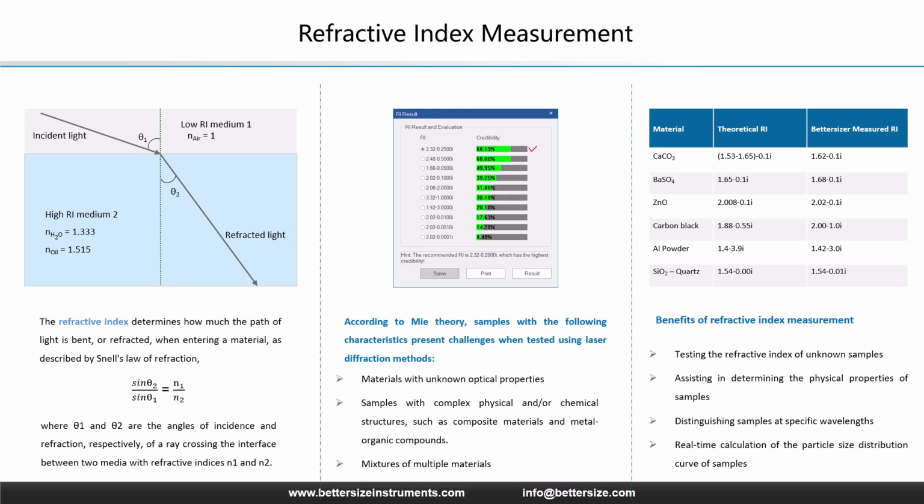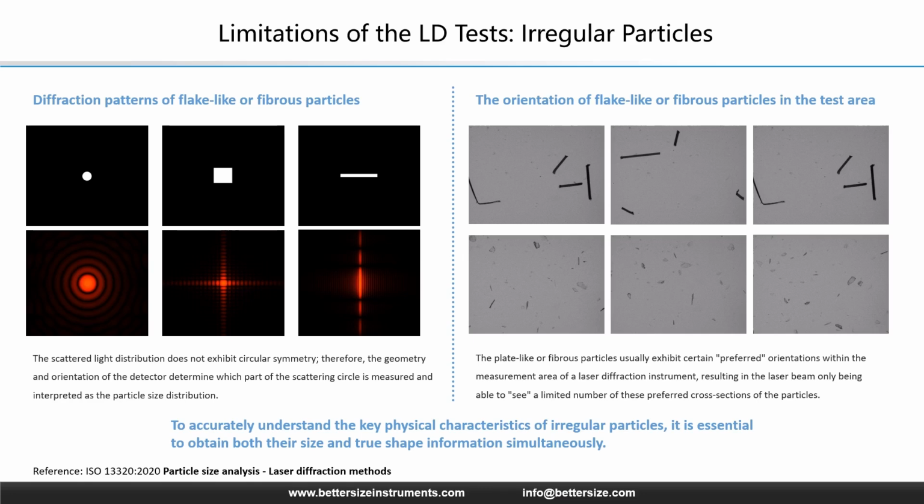Look at the screenshot in the middle. The system analyzes your sample and calculates potential refractive index values. It then assigns a credibility score to each one, shown here by the green bars. You simply choose the value with the highest credibility. As you can see in the table, our measured values match the theoretical standards almost perfectly. We turned a complex optical question into a simple, confident choice.